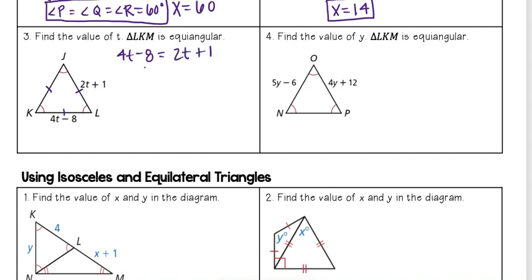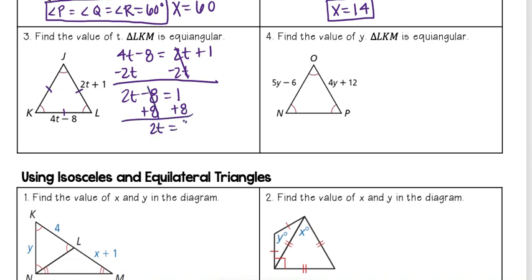And then I'm just going to solve this for t. So I'm going to subtract 2t from both sides. Add 8 to both sides. 1 plus 8, I get 9. And then I'm going to divide both sides by 2. And so I get that t is equal to 9/2, or you could put 4.5. Either way is fine.